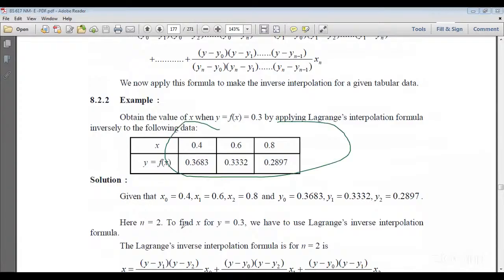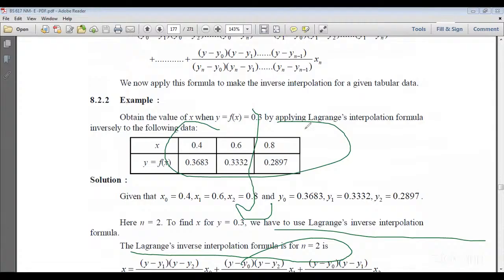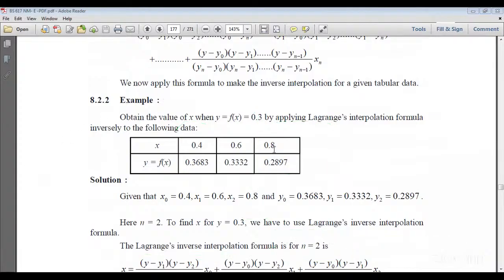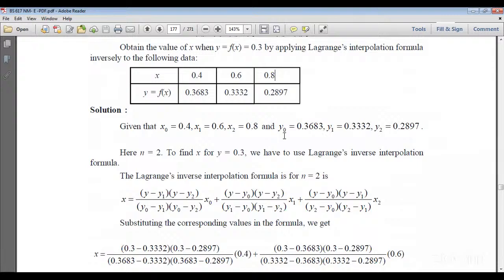So hence, find x when y is equal to 0.3. To find this value, you have to use Lagrange's interpolation formula. So n is equal to 2, because the problem asks for the inverse formula with 2. So that's why we are applying the formula: x equals y minus y1, y minus y2, by y0 minus y1, y0 minus y2, into x0.